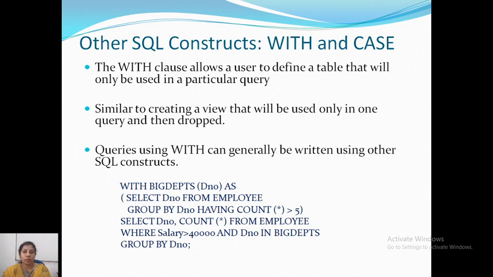is more than 5, and then we'll select the department number and count from the employees, and in this big department we'll check how many employees are having salary more than 40,000. So here you can see department number in big departments. I'm taking the department number from this big departments table. Only one attribute is there, right? So that's why we'll write department number in big departments.